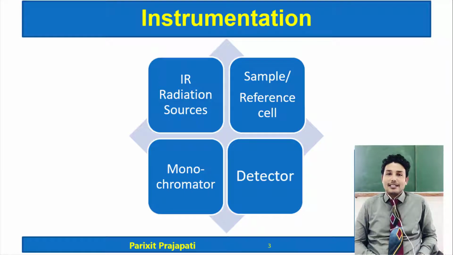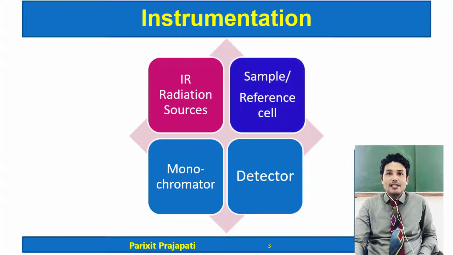Now the instrumentation part of IR spectrophotometer. It contains various components. Now what are those components? Basically it contains an IR radiation source, sample or reference cell, monochromator and detector. Other components are also there, but these are the basic components.